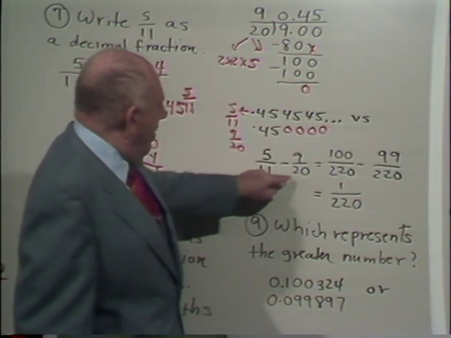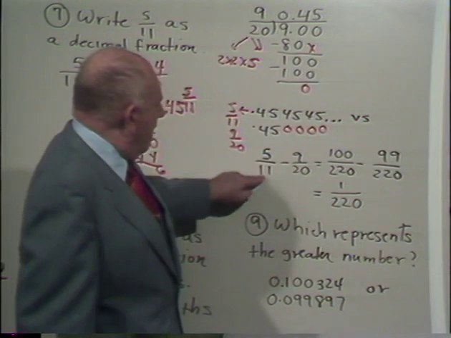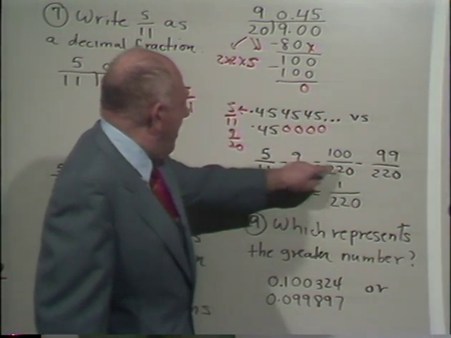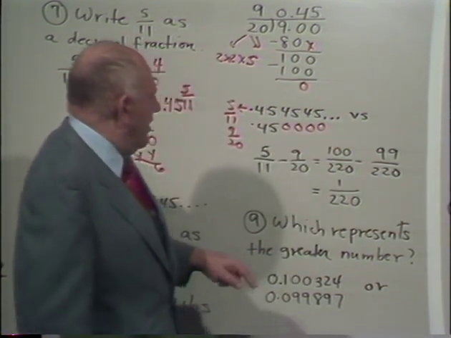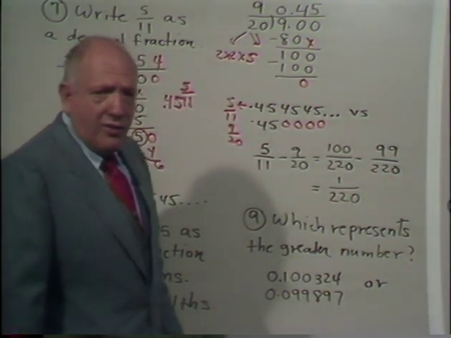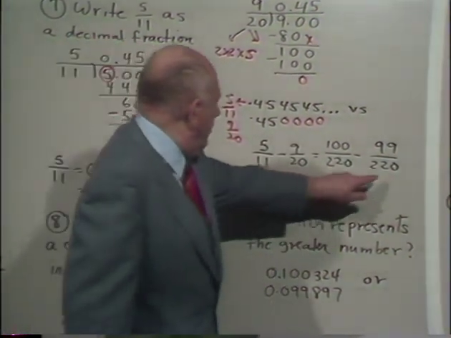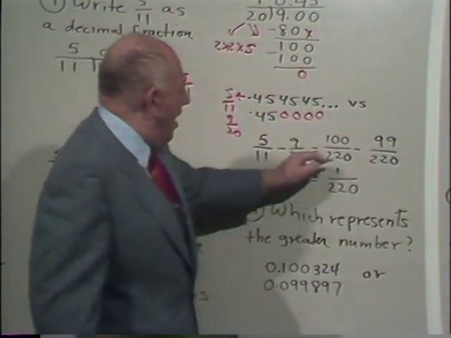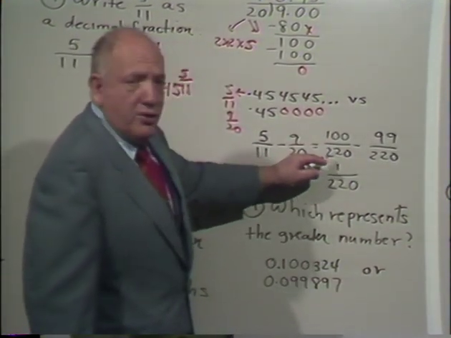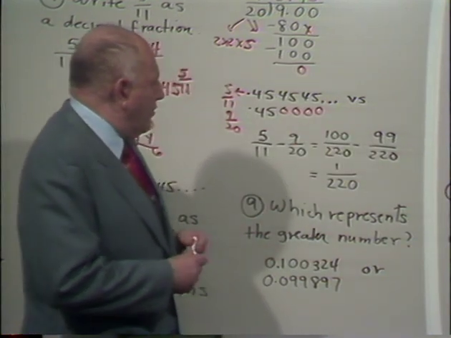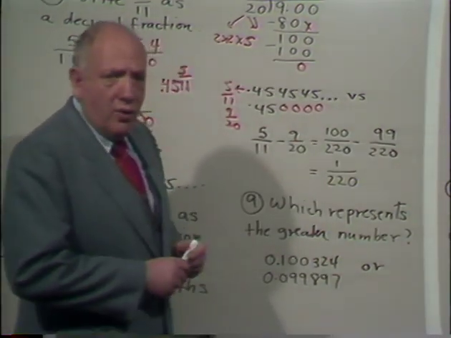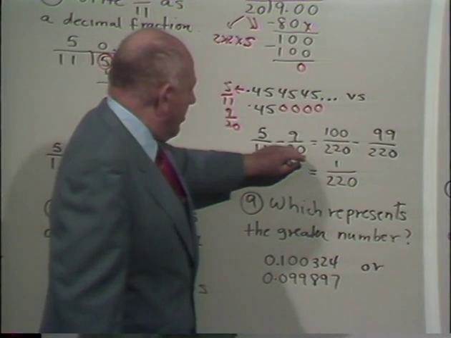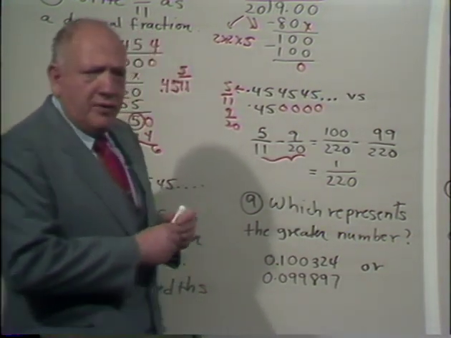Namely, the common denominator here would be 220. 11 goes into 220 20 times. 20 times 5 is 100. So 5/11ths is the same as 100 over 220. 20 goes into 220 11 times. 11 times 9 is 99. So written with a common denominator, we have 100 over 220 minus 99 over 220, which is 1 part in 220. In other words, these two numbers are not equal, but they only differ by what?